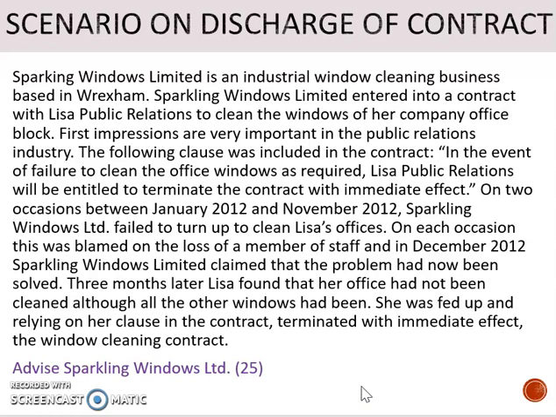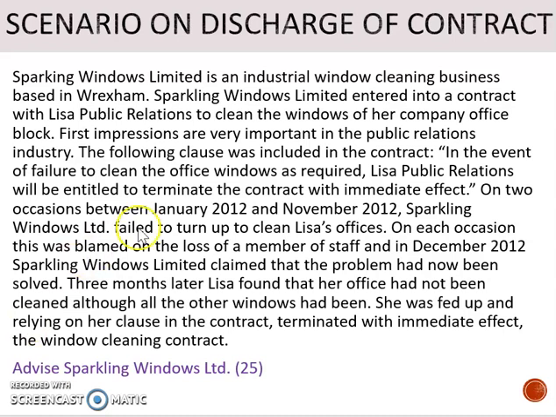So, Sparkling Windows Limited is an industrial window cleaning business based in Wrexham. Sparkling Windows Limited entered into a contract with Lisa Public Relations to clean the windows of her company office block. First impressions are very important in the public relations industry. The following clause was included in the contract. In the event of failure to clean the office windows as required, Lisa Public Relations will be entitled to terminate the contract with immediate effect.